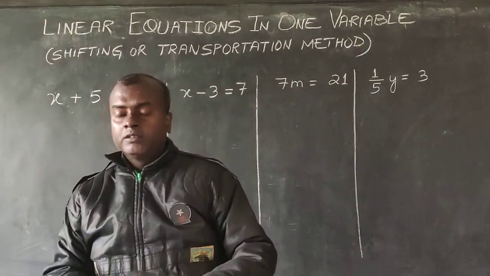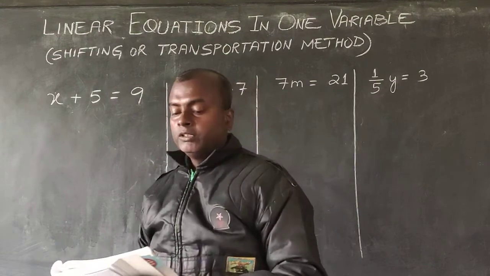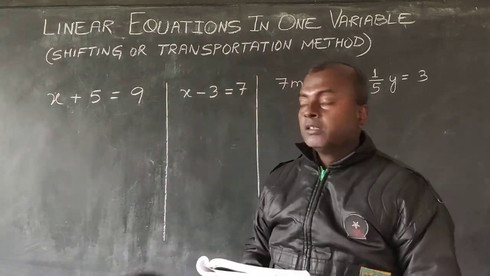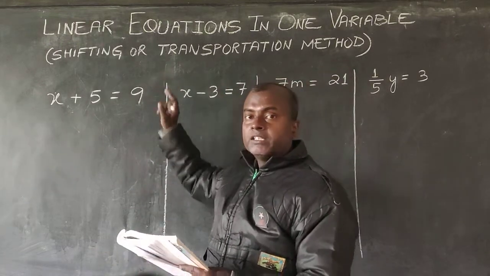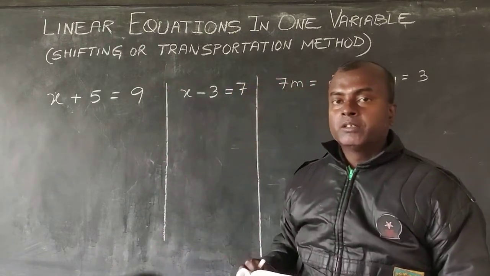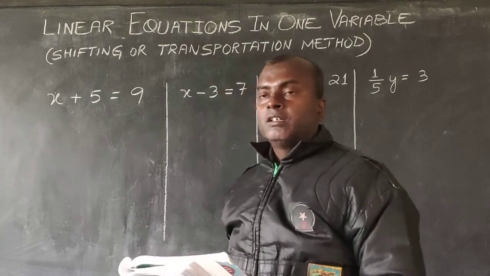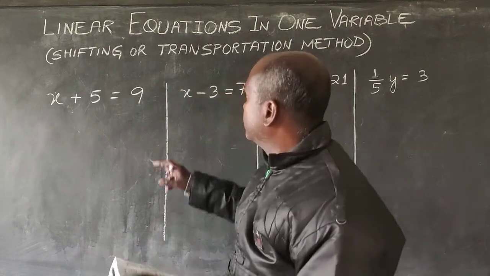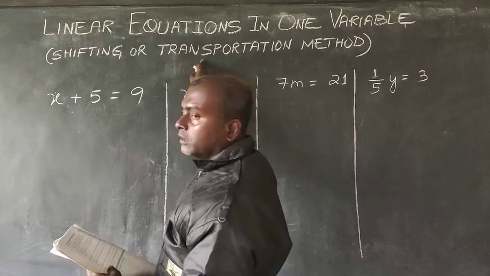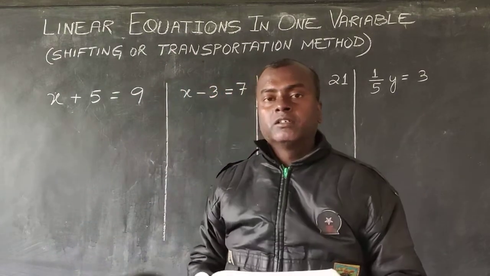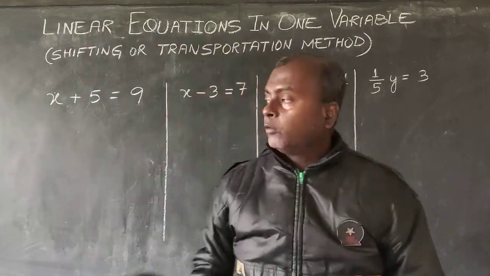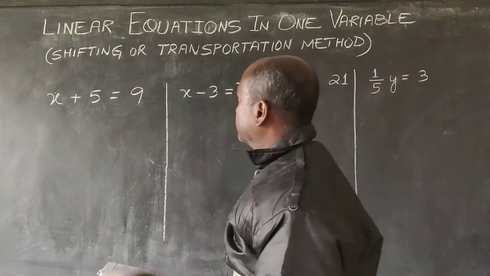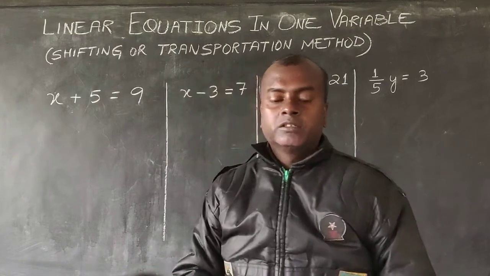Okay, hello there. Today, in continuation to yesterday's topic of linear equation in one variable, we will see today the other method of finding the value of variable. Yesterday we learned one method, that was inverse method. Today we will learn shifting method, or the other name is transportation method. Alright? And I have over here given 4 examples to illustrate this shifting or transportation method.